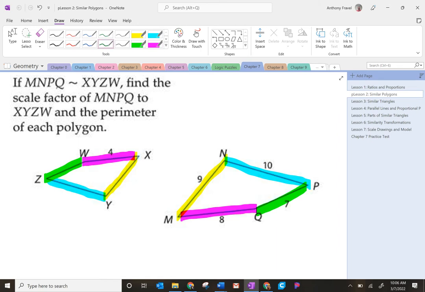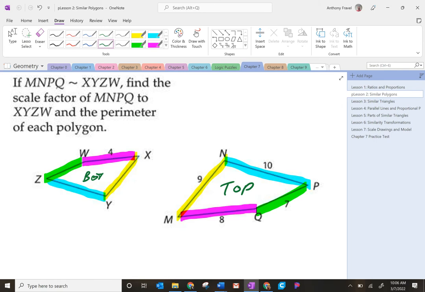All right, so with that first example, I'm going to find the scale factor of MNPQ to XYZW. That's the first one it says, so MNPQ will be my top number. The second one they gave me, XYZW, is going to be my bottom. So I'm going to write it right away. They wanted this one to be the top, this one to be the bottom. They wanted that to be the scale factor they're looking for. Again, order is important.